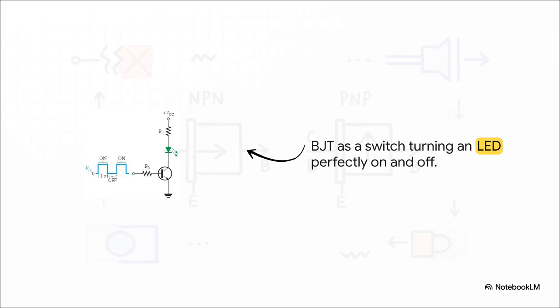Alternating that input perfectly blinks an LED, for example. During the high pulse, the transistor snaps shut, current rushes through the resistor and the LED, and let there be light. During the low pulse, the transistor opens, the current hits a wall, and the light dies. It is just clean, simple, binary control.